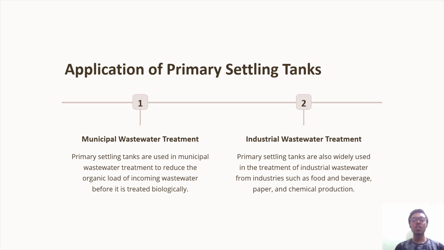Primary settling tanks are also widely used in the treatment of industrial wastewater from industries such as food and beverages, paper and chemical production, and many other industrial areas.